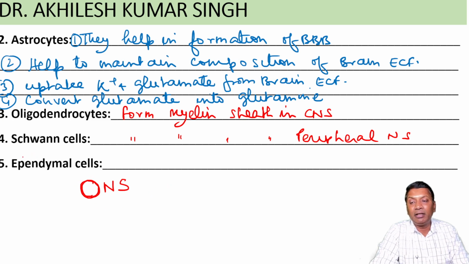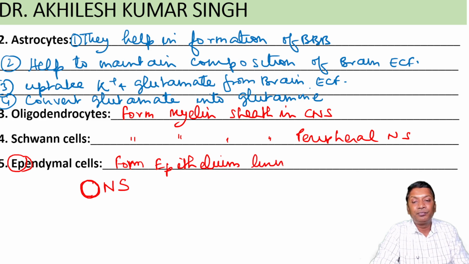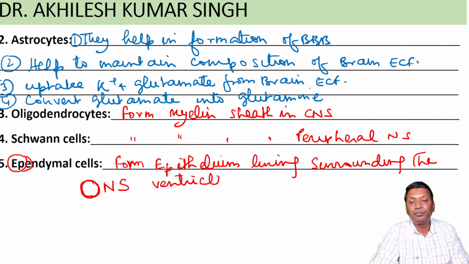Then ependymal cell, remember ependymal cell begins with what? EP. E, right? So these ependymal cells, they will form the epithelial lining around the ventricles in the central nervous system. So they will form the epithelial lining surrounding the ventricles in the central nervous system.